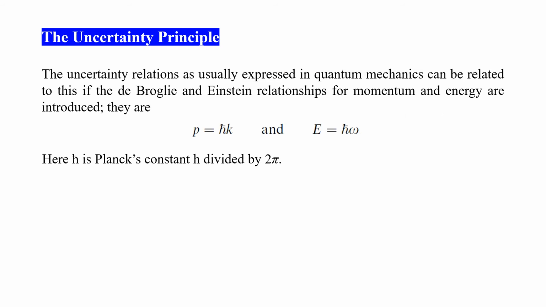The uncertainty relations as usually expressed in quantum mechanics can be related to this if the de Broglie and Einstein relationships for momentum and energy are introduced, which is the following. You have your de Broglie relationship, your momentum is equal to h bar times k, and your Einstein relation, which is your energy that's equal to h bar omega, where here your h bar is your Planck's constant h divided by your 2 pi.